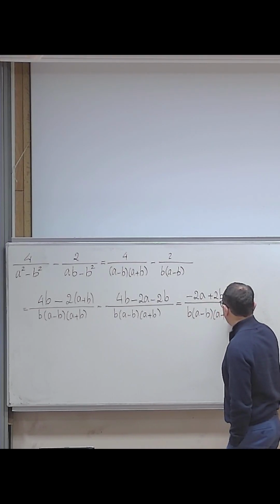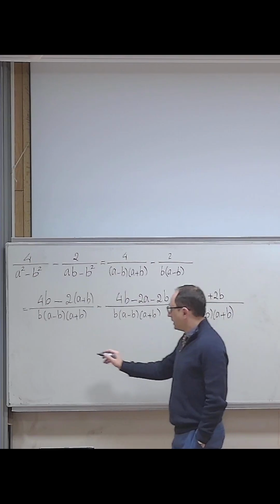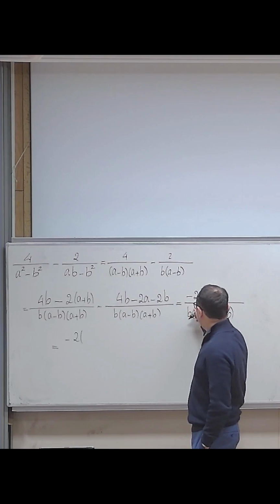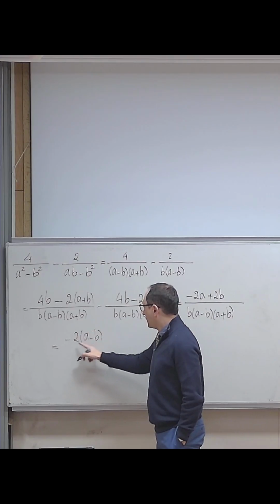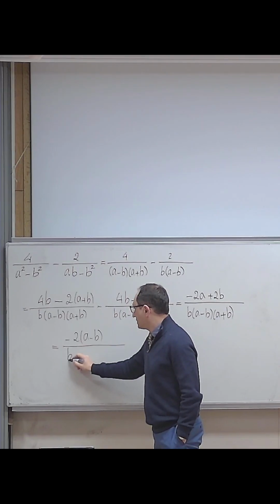But you shouldn't stop here, because if you see here, I can factor a minus 2 out, and the numerator becomes minus 2, and this one becomes a minus b. You can always double check by multiplying it back, minus 2a plus 2b, so that's correct, and then the denominator is the previous one.